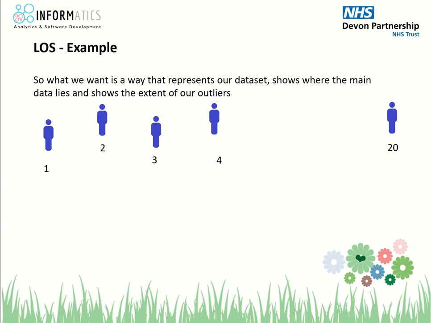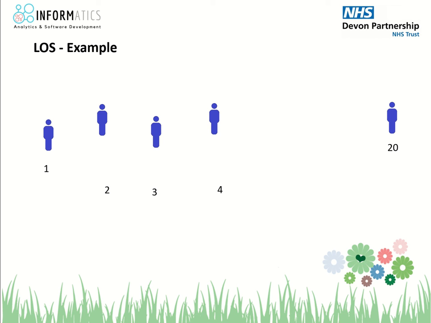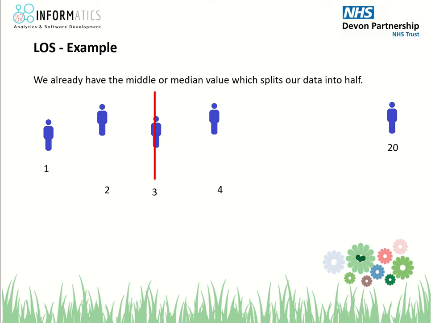So what we need is a nice way where we can represent our data set, see where all that data lies, and also take into account and understand the extent of our outliers, and really fully see and visualize that full distribution of what's in our ward and what is going on. That way, like I say, we can have a look at the actual totality of our data. So what we're going to do is split it down a little bit further in order to describe it. So there's our patients again. And we already have our middle or our median value, which splits our data in half. So we're going to draw a very simple line there.